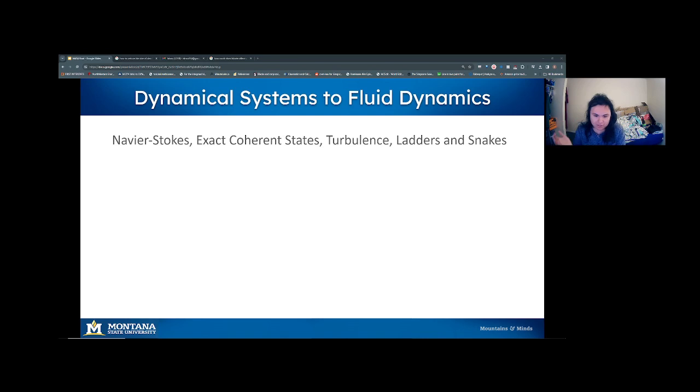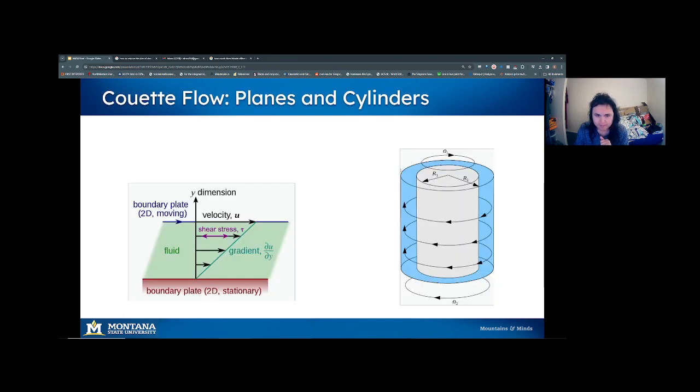But even with that, it turns out we've made a lot of progress in general over the last 20 to 30-ish years in this domain of fluid dynamics. So let's get started.